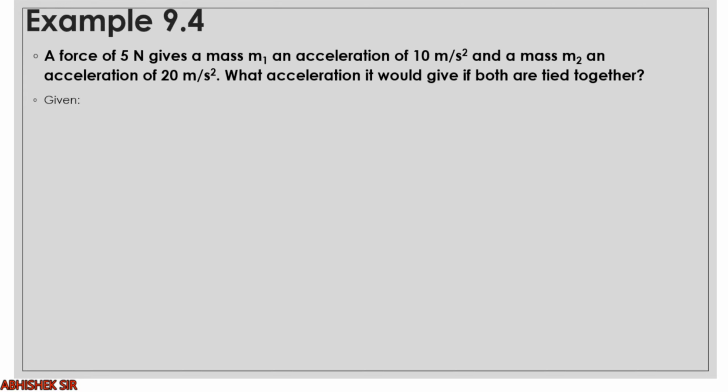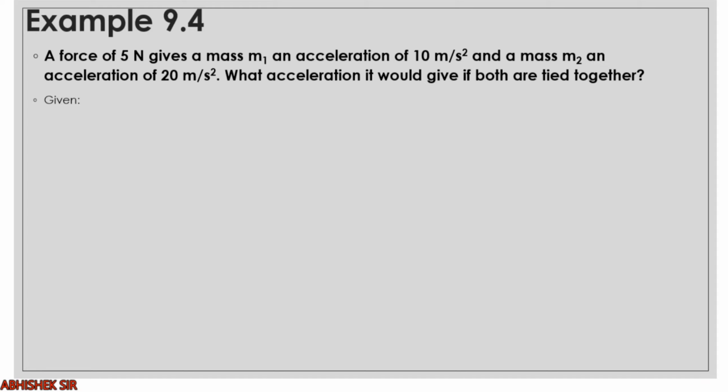Now let us move on to the fourth example. A force of 5 Newton gives a mass m1 an acceleration of 10 meter per second square, and a mass m2 an acceleration of 20 meter per second square. What acceleration would it give if both are tied together? Now here you need to understand the question very carefully. Again, there are two different cases.